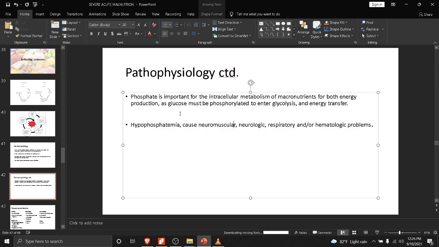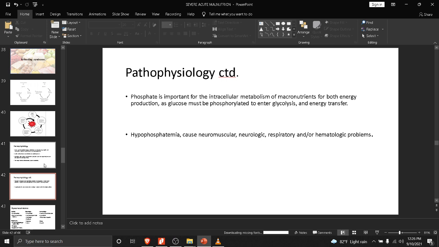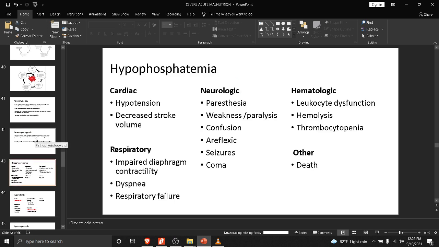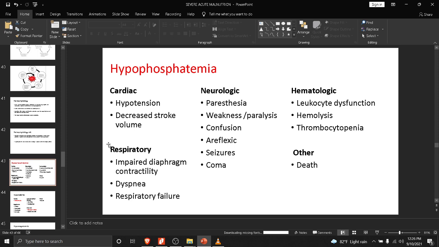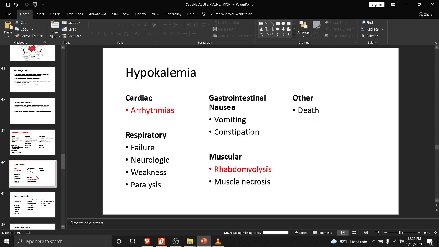So all the organs are affected when there is hypophosphatemia. As I mentioned, with regard to the cardiac system, there is hypotension and reduced stroke volume; respiration and contractility are also reduced because energy cannot be provided, and all the systems are affected. With regard to hypokalemia, as you know, they are more prone to get arrhythmias and rhabdomyolysis, and also respiratory and gastrointestinal symptoms.